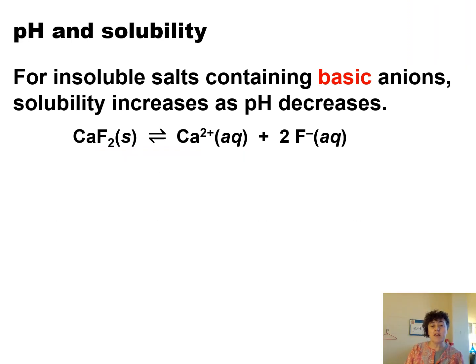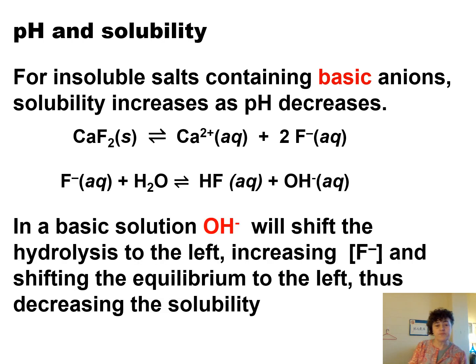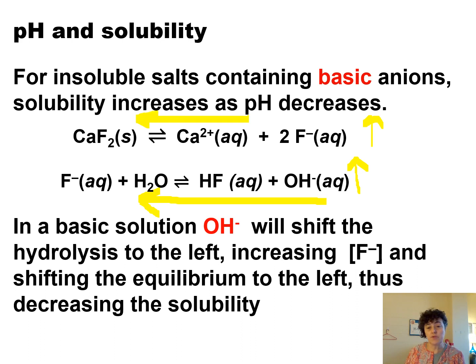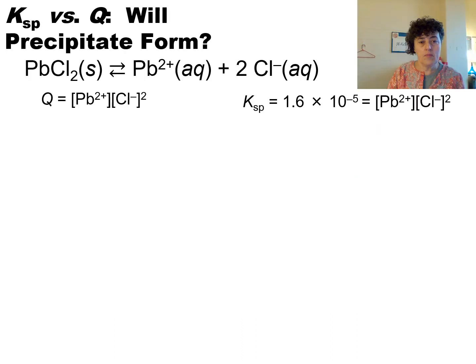The opposite happens if we have a basic solution. In a basic solution, the OH- is going to have a higher concentration. This is going to move the equilibrium towards the left. The larger amount of F- will move the dissolution equilibrium towards the left. Therefore, less calcium fluoride is going to be dissolved, and the solubility will be decreased.